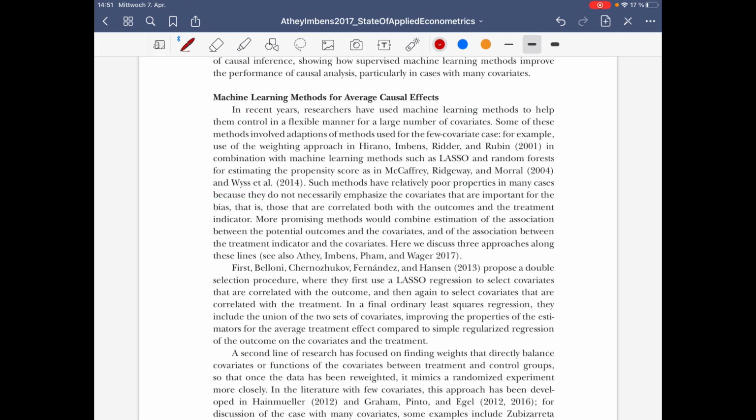So we'll also see matching approaches that rely on machine learning methods, such as lasso or random forests, to estimate the propensity score. So first, we have to understand the propensity score matching, and then we can dig into the lasso and random forest to see if there is a value added of these.